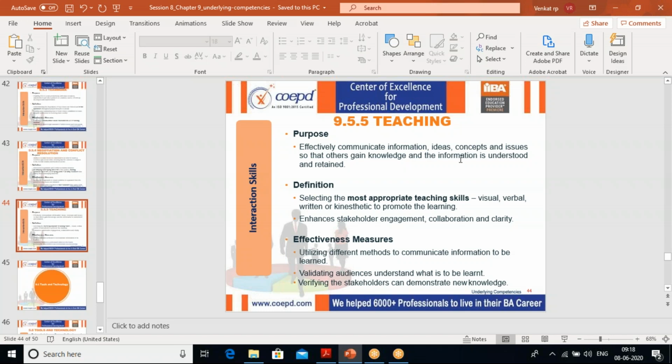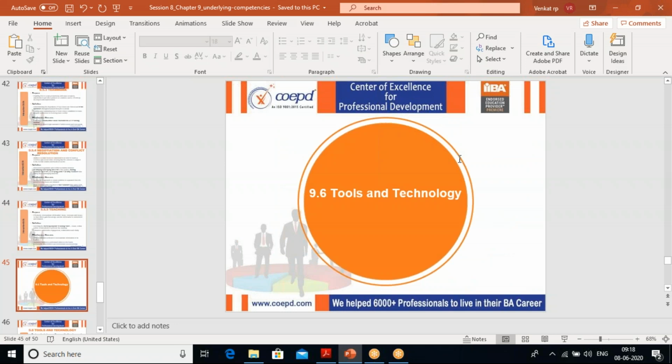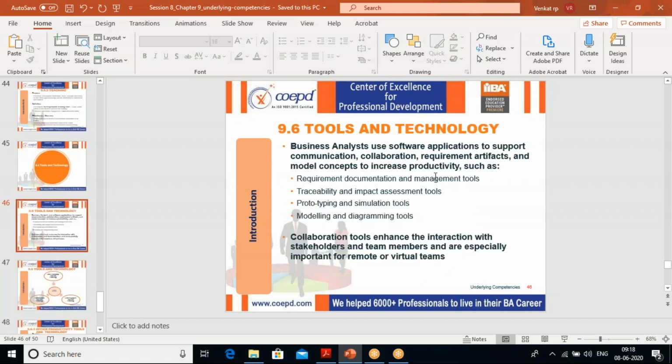Okay, and after this teaching, let us go with the tools and technology. Now, as a business analyst, we should be aware of what actually the office is going to make use of, what business analysis is going to make use of, and what communication tools we have in this process, and then take it forward. Now, tools and technology within the present process is very important.